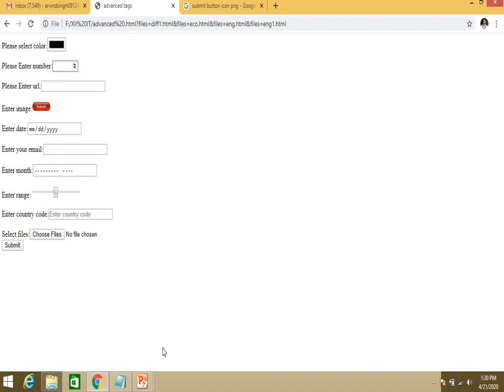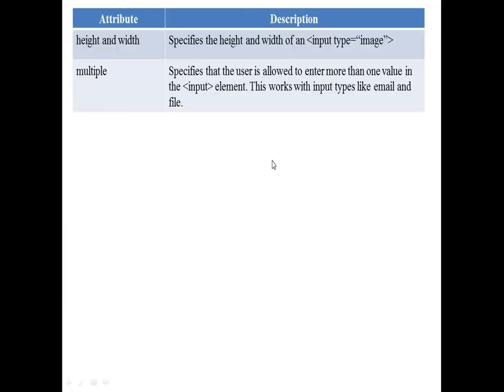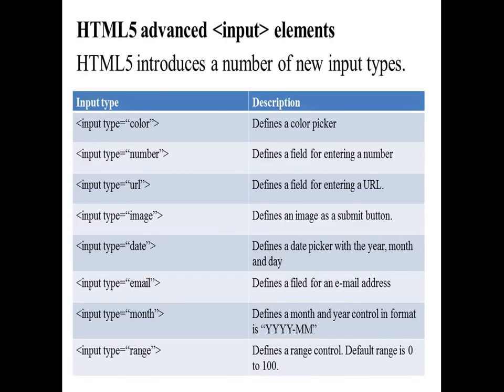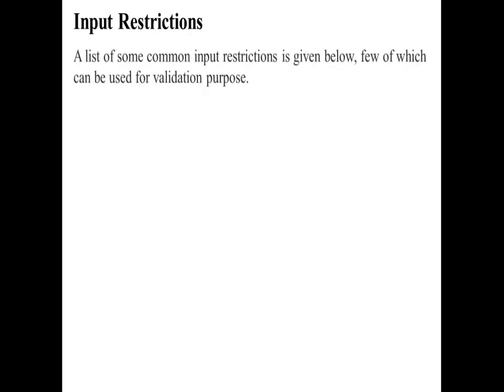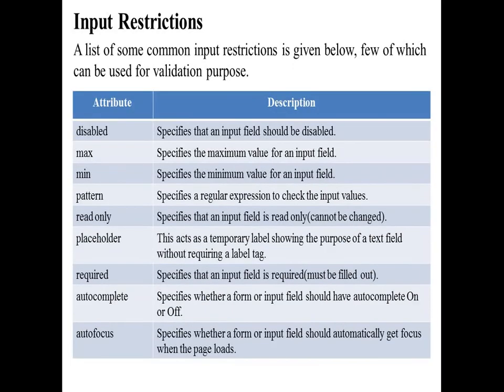Basically, in this video we have seen how the advanced parts of HTML5 are affecting the output of your HTML code. These are the new things, so you only have to remember their types: input type equal to color, number, URL, image, date, email, month, and with code their effect. After that we have seen the input restrictions part in this lecture.